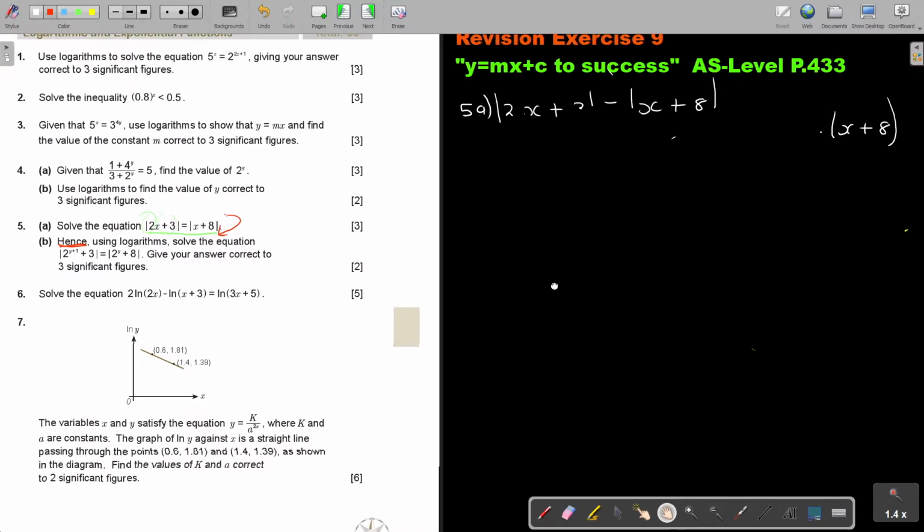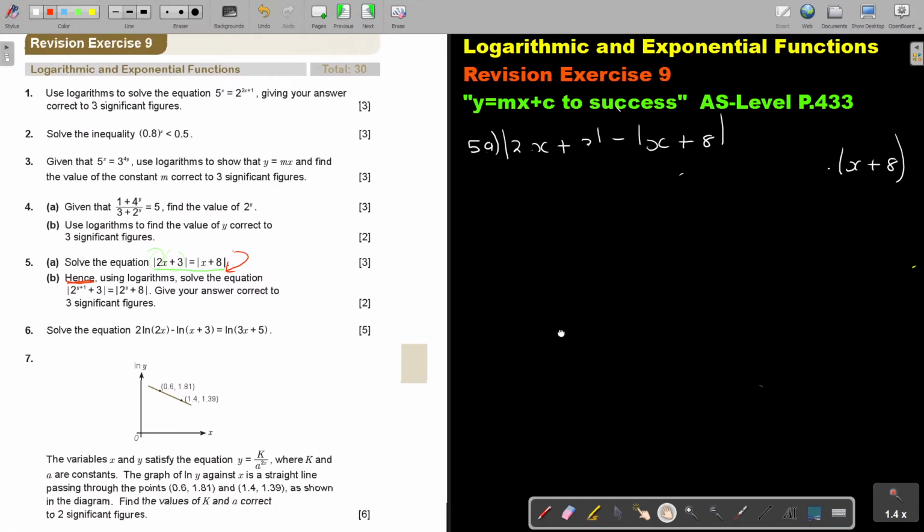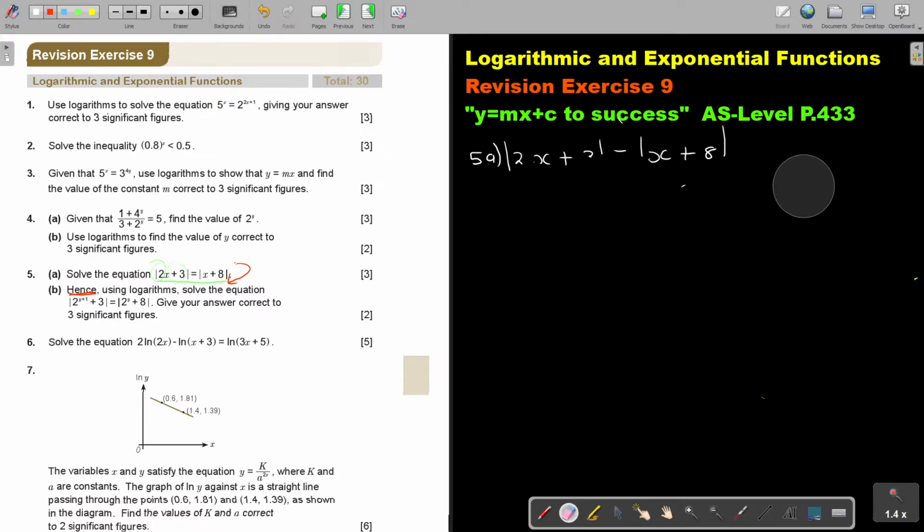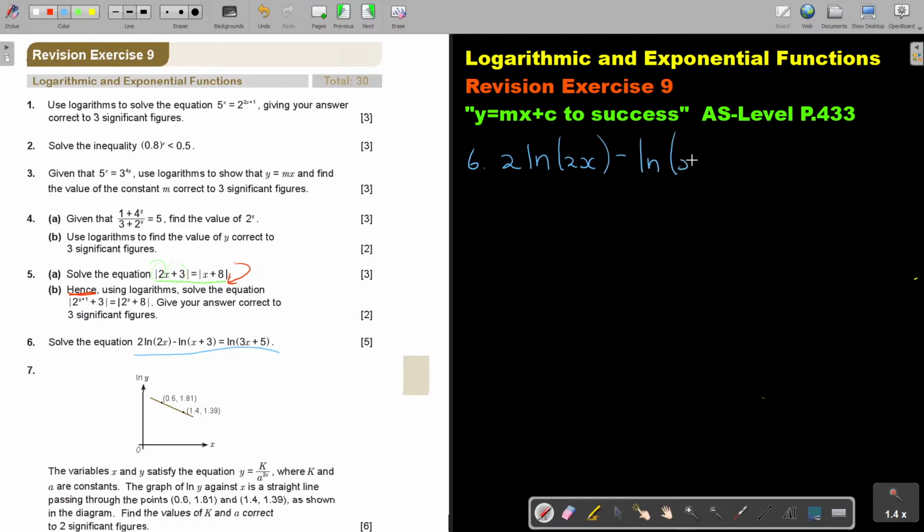Let's look at number 6. Number 6, solve the equation. Okay, so let's just write it down. So 2 ln 2x minus ln x plus 3 equals ln 3x plus 5.